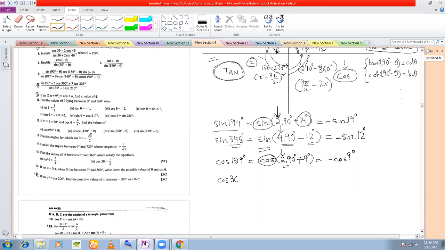Cos 300 degree. Okay, here what happens? We can express this as an even multiple, or we can express this as an odd multiple. But this time, since I want to express it as an odd multiple, we'll use an odd number. 3 into 90, so 3 is clearly an odd number. 3 into 90 is 270 degrees.